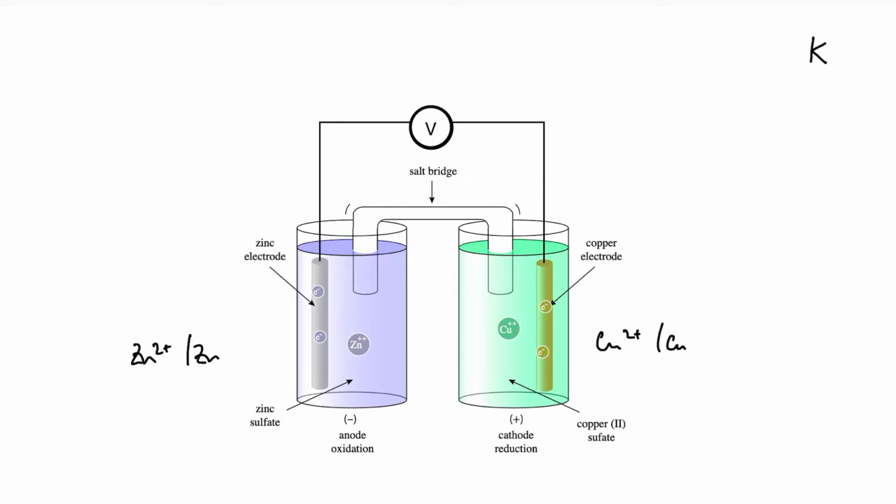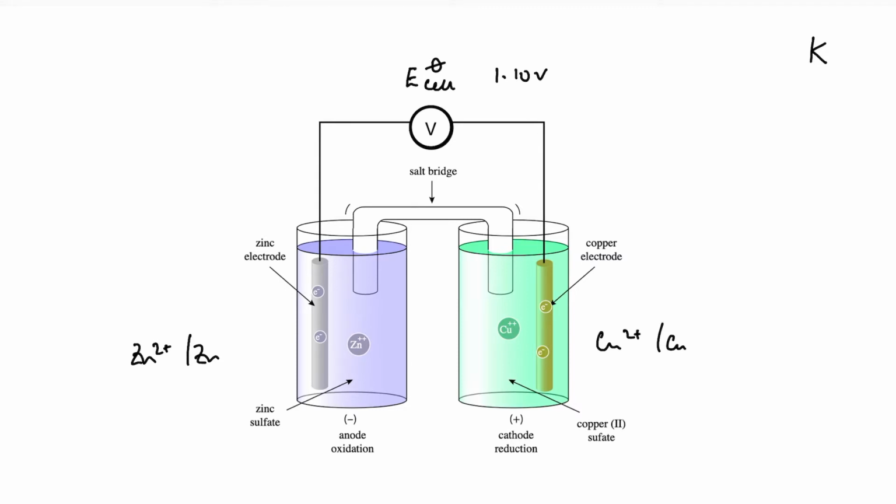And this high resistance voltmeter is there to measure E cell, the maximum potential difference between these two half cells. We're measuring it under standard conditions, so that's 100 kilopascals, solutions at 1 mol per decimeter cubed, 298K, and no current is flowing. And when that's the case, E cell should read for this particular cell 1.10 volts.